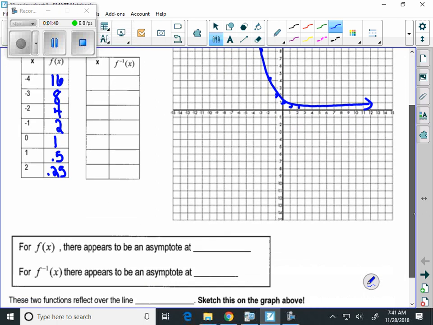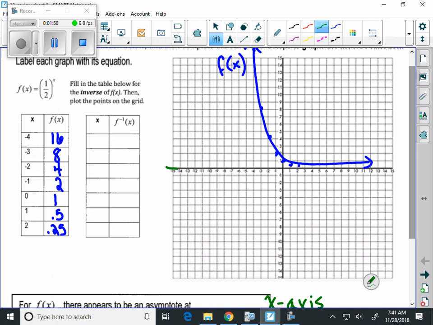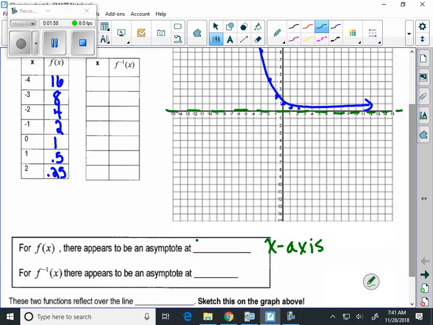And there appears to be an asymptote at, well, it's going to be the x-axis. And in terms of the asymptote, it would be here in green, along the x-axis. That horizontal line has an equation of y equals 0.